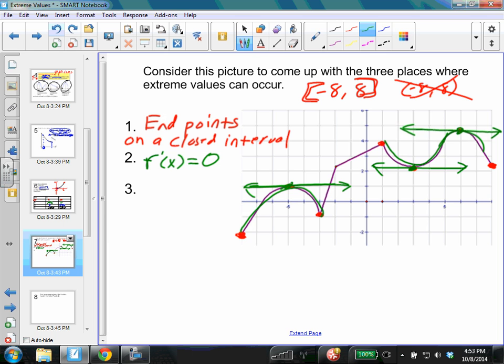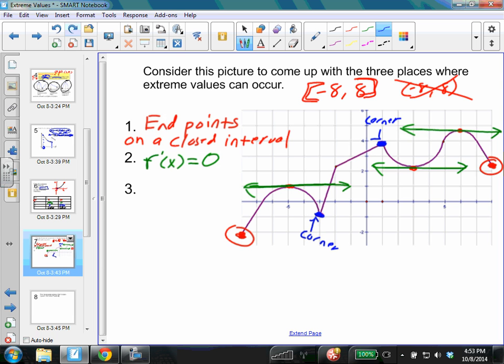There are also a couple other spots. Let me see if I can back up to get some of these things gone. Okay, here we go. All right, so look at this spot here and this spot here. Those are the two other ones. We did the endpoints on the closed interval already. We did the flat spots, but hopefully you notice something special about those 2 points right there. Those are 2 of the 3 points on this graph where the derivative does not exist, okay? Because this right here is a corner. And this is a corner.